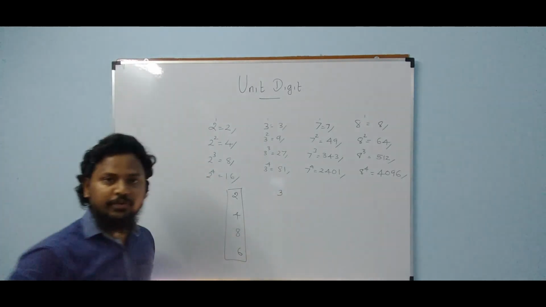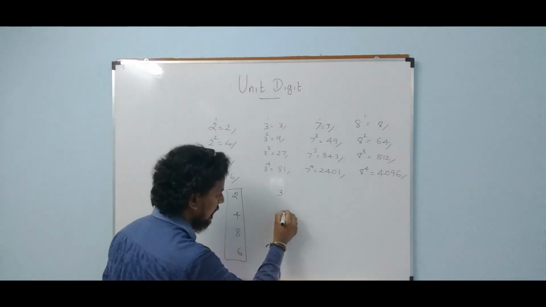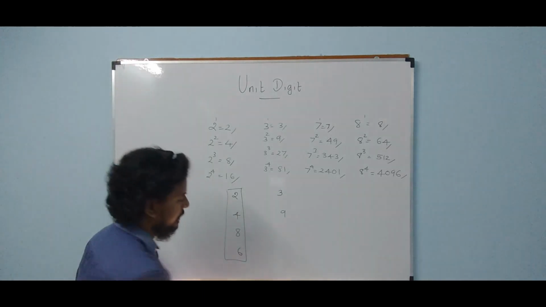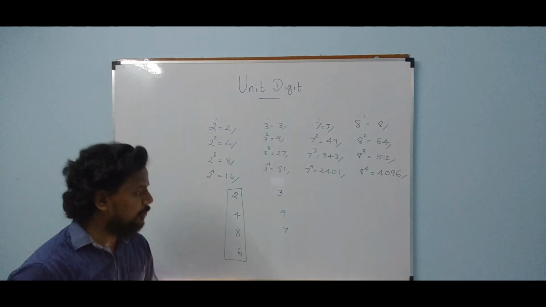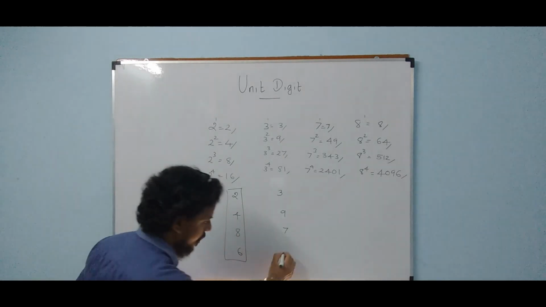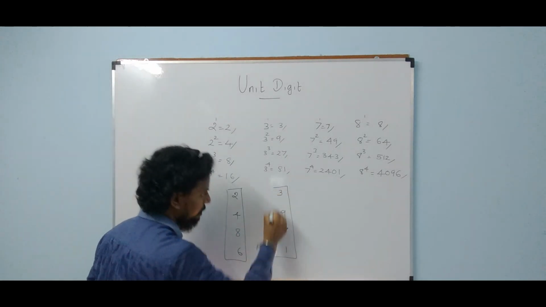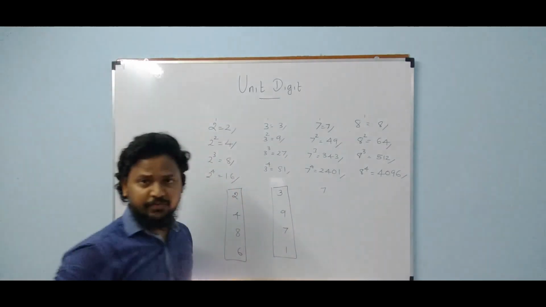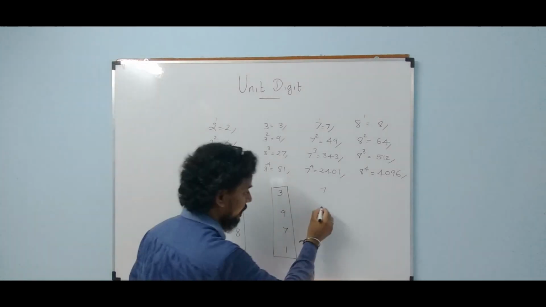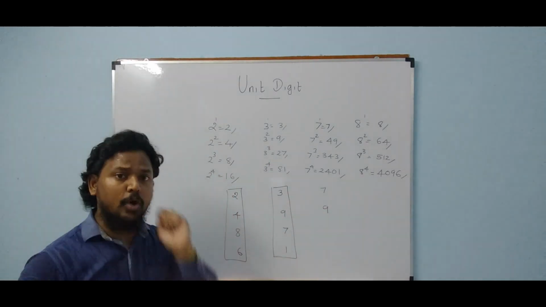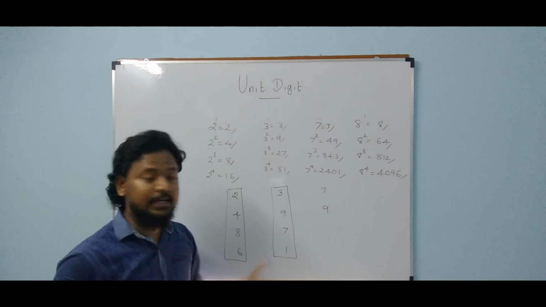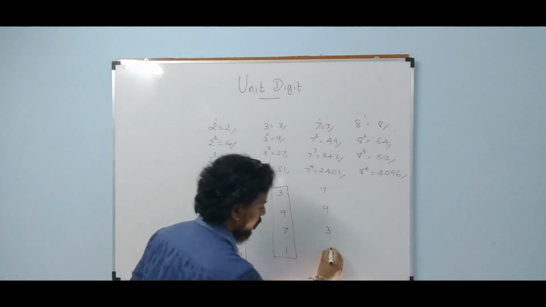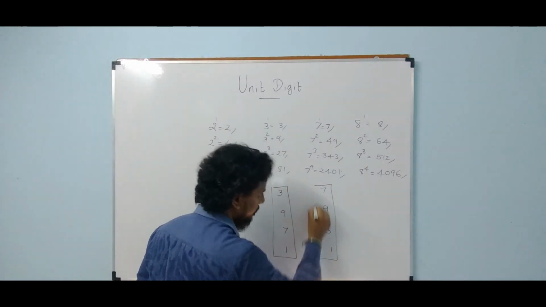Similarly for 3. 3 power 1 is 3, we know. And 3 power 2 is 9. Now what should be added to 3 to get 10? 7. What should be added to 9 to get 10? 1. This is the cyclicity of 3. The same goes for the other 2 also. 7 to the power 1, 7 we know. 7 to the power 2, 49, that is 9 as the last number. Now what should be added to 7 to get 10? 3. What should be added to 9 to get 10? 1. This is the cyclicity of 7.